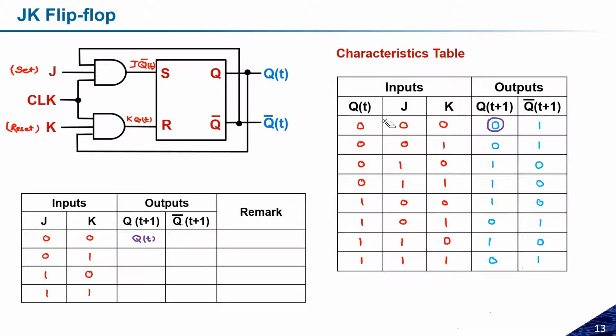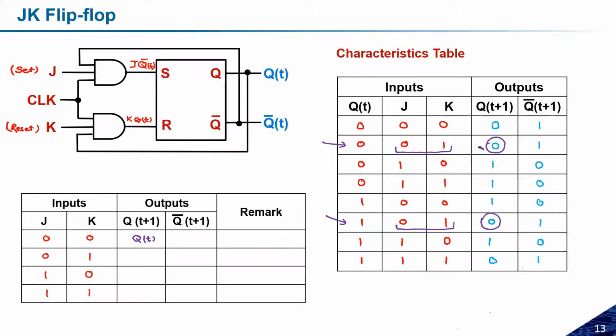The other case is J equal to 0 and K equal to 1. We have two possibilities, this one and this one. Now let us analyze. If 0 and 1 is there, I'm getting Qt plus 1 equal to 0 in both cases. It does not matter what Qt is. Qt was 0 here and Qt was 1 here, but in both cases I was getting Qt plus 1 as 0. What does it indicate?